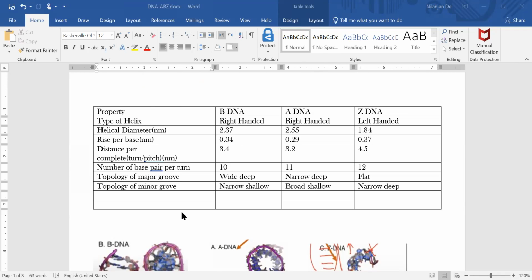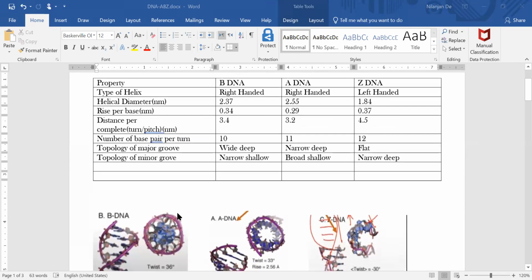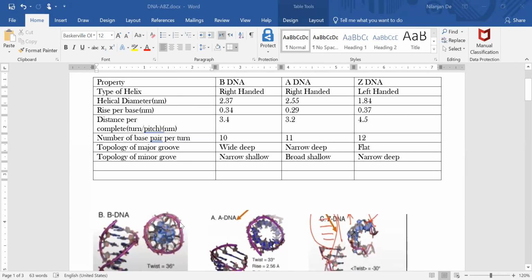I can just show you this. You can see this part over here. This is the helical diameter, which is coming to 2.37 nanometer. All right. Rise per base. Rise means, as I told you earlier, the distance between the two bases that are there. This in bDNA is 0.34, in aDNA 0.29.